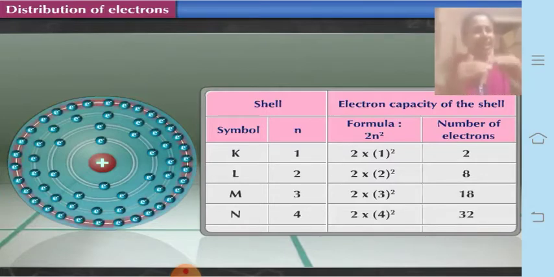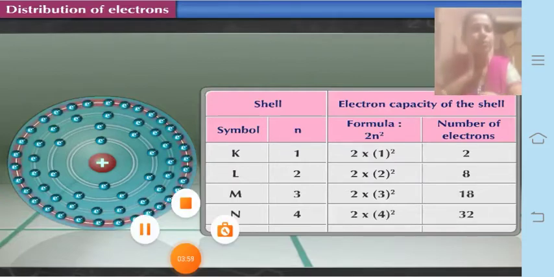Remember, the K shell is the innermost shell, whereas the N shell I cannot call the outermost shell, because there are more shells beyond the N shell. So N is an outer shell, which has a higher energy and even a higher number of electrons. In each shell we can find out how many electrons can be accommodated by using the formula 2n square. So remember this formula.